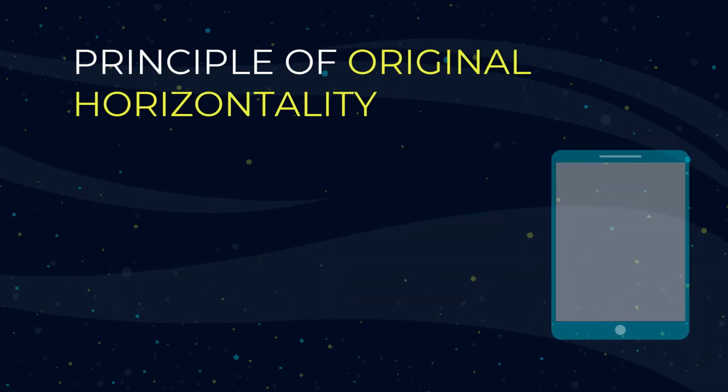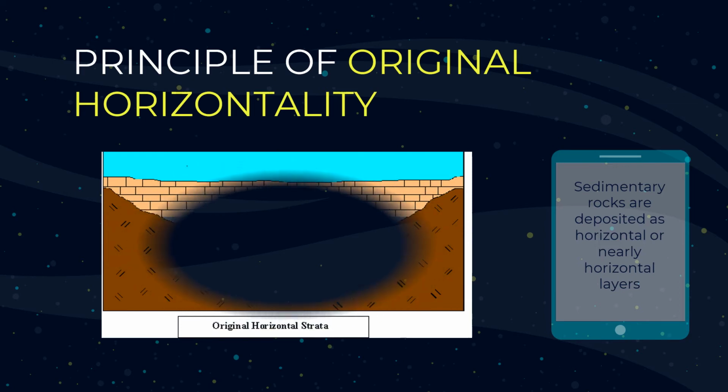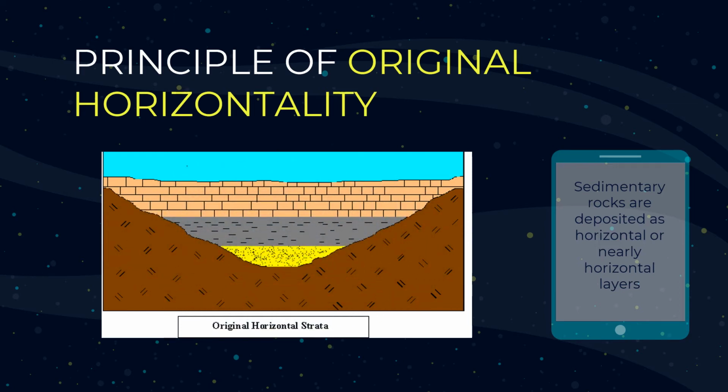So first, what is the principle of original horizontality? According to this principle, sedimentary rocks are deposited as horizontal or nearly horizontal layers, and any deviation from horizontality indicates that deformation occurs after the deposition. So it's pretty much self-explanatory, as the name itself suggests, original horizontality. Whenever sedimentary rocks are deposited, they conform to a horizontal position.